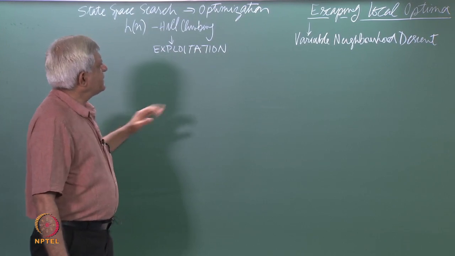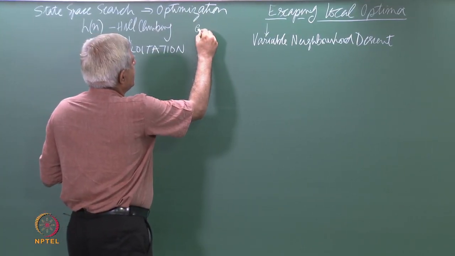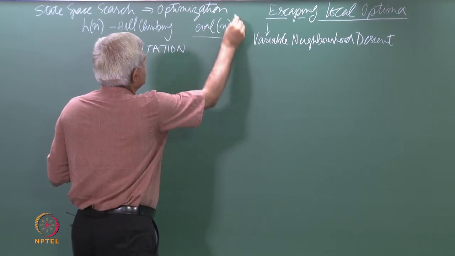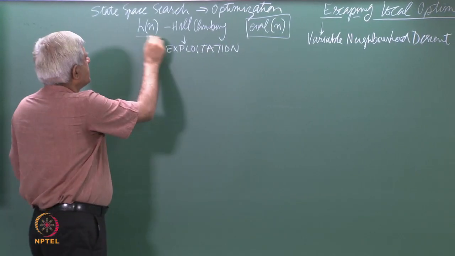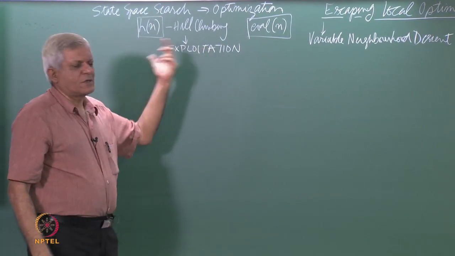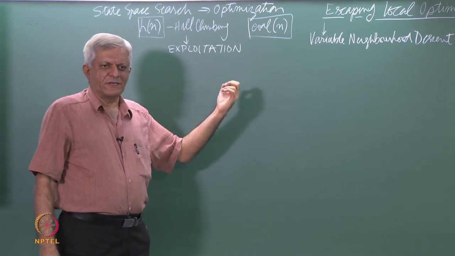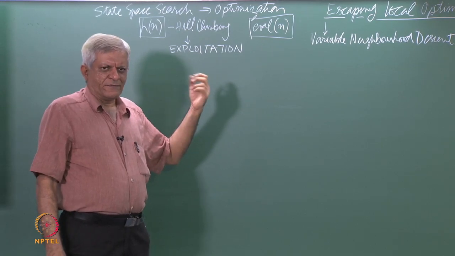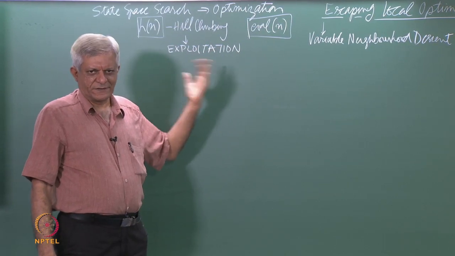In the process, when we are talking of optimization, we will use the notion of evaluation. This is just particular to the optimization community, but you must keep in mind that we are talking about the same function, whether it is h of n or eval of n. It is basically a value that you get for a given candidate, and the task is to find the candidate which has the maximum value.